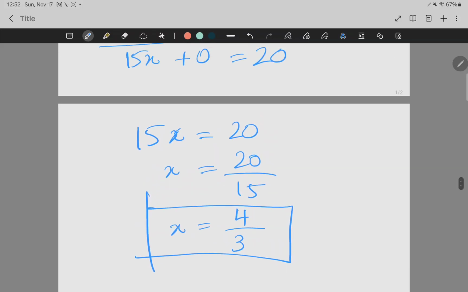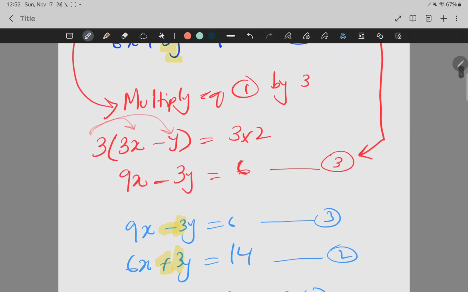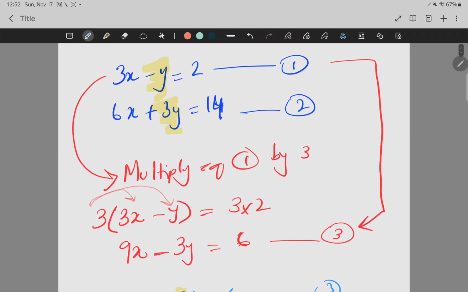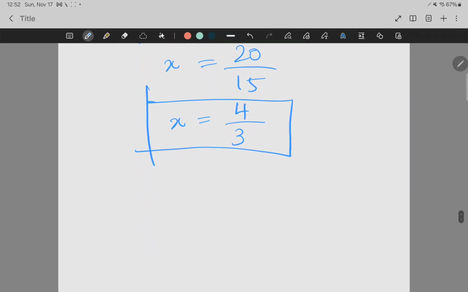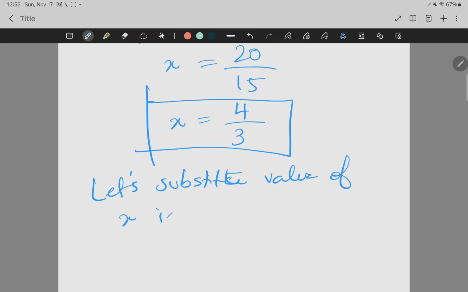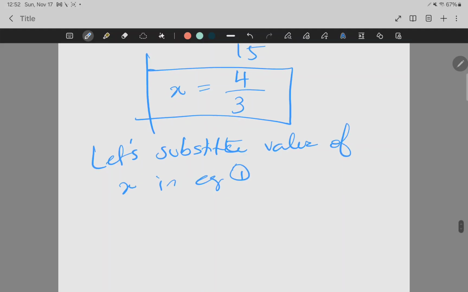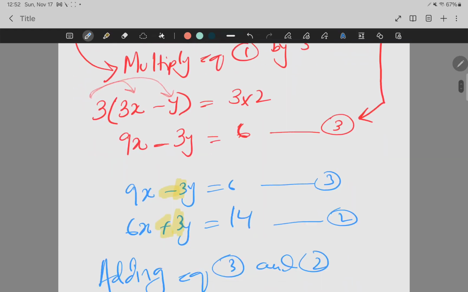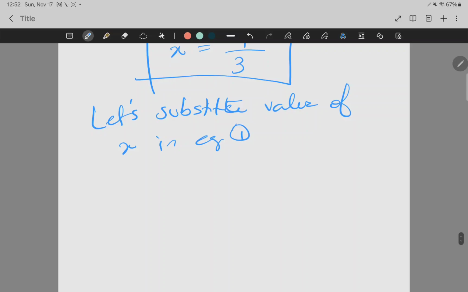Now we know what x is. Let's try to find what y is. Go to the simplest equation. Let's go with 1. 3x minus y equals 2. So let's substitute the value of x in equation 1. I'm so sorry about my writing. I'll try to work on it. If you don't want to say substitute, all you're doing is taking this value of x and putting it in the first equation. What is the first equation? 3x minus y equals 2.